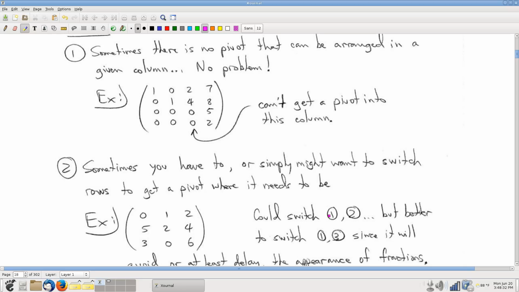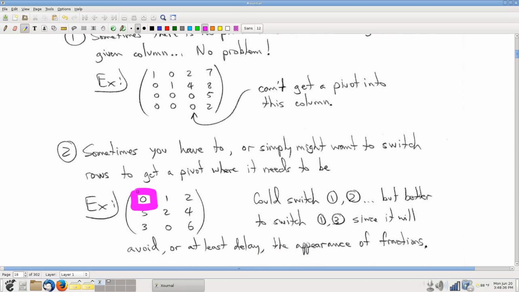Now what about this scenario here? Well, the temptation is to want to try to get this to be a pivot. Can't divide through by 0. Right? So again, what do you do? In this situation, you could switch these two rows, and then you'd have something you could divide by. So you could switch and then divide the new top row by 5. Of course, that would lead to fractions. So the cleverer move is to switch these two in this case. And then the new top row, when you divide by 3, would be all integers. You get to avoid fractions, at least for the moment. And that's a nice thing to do, keep your life simpler, if at all possible. Okay.